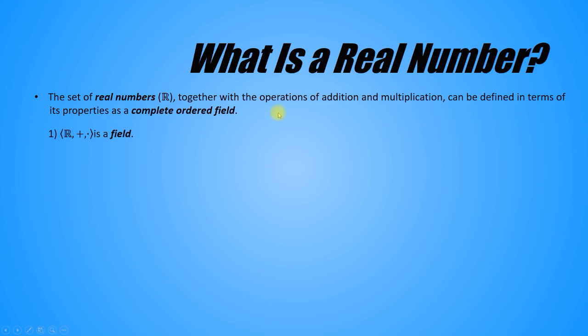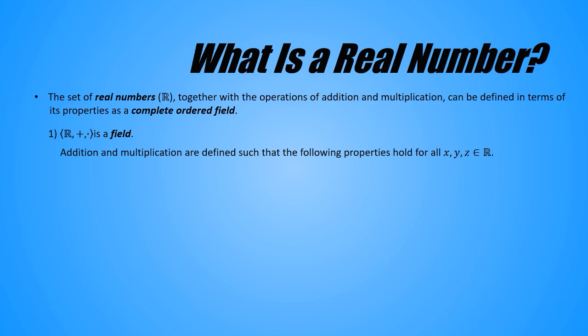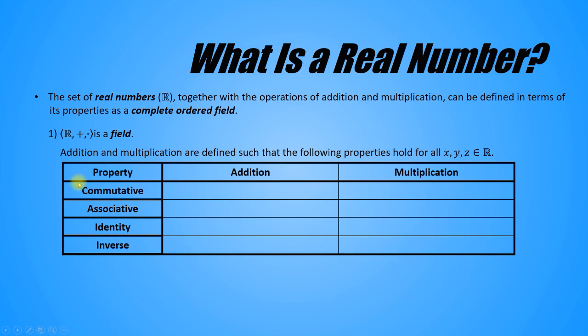So first, R, when endowed with addition and multiplication, is a field. Addition and multiplication are defined such that the following properties hold for all elements x, y, z in the reals. And these properties are commutative, associative, identity, and inverse. And there's a version of each property for addition and multiplication, so we're going to organize them into a table.